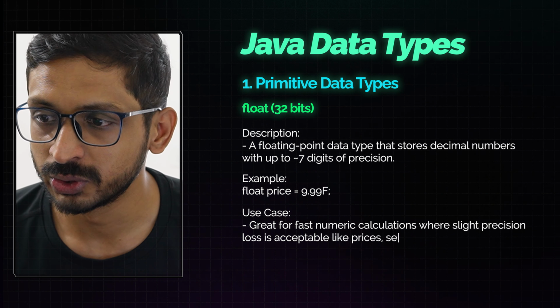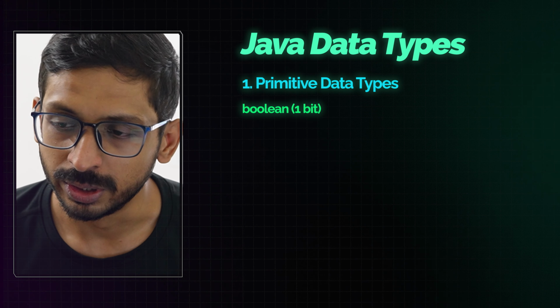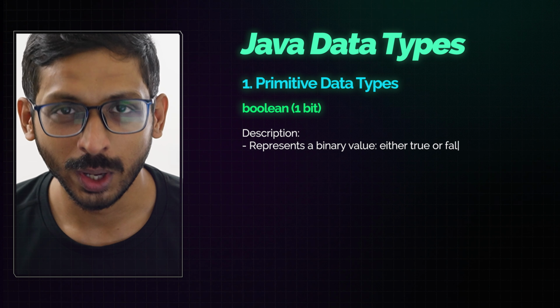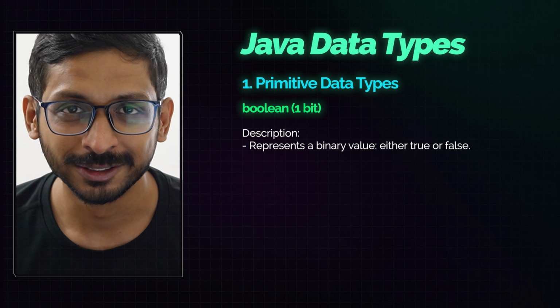Then we have characters, which take up 16 bits, and they hold a single Unicode character, letters, numbers, or symbols. Then comes Boolean. Boolean can only store two values, that is either true or false. It's perfect for decision making, like toggling a feature, checking if a user is logged in or not, or validating certain conditions based on the input.